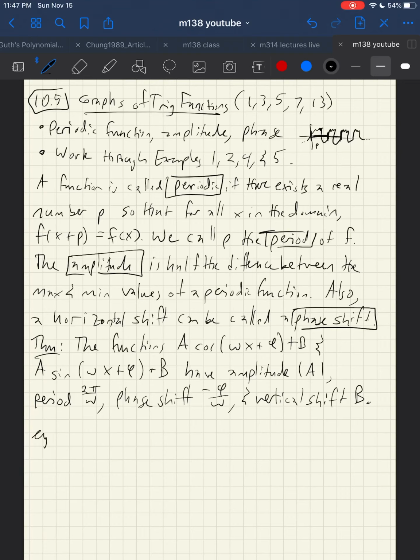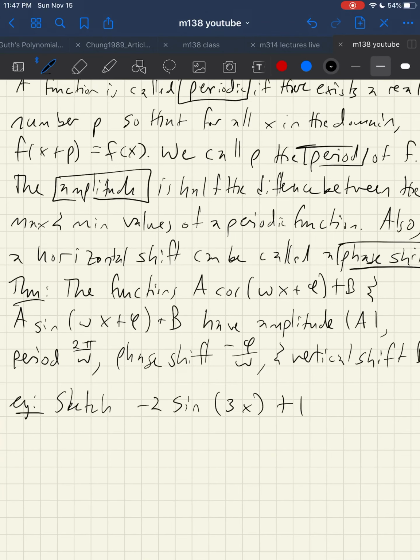So let's do a quick example. Let's sketch y equals -2 sine 3x plus 1. So I'm just going to sketch, I guess, 1, 2, 3, 4, I'll just sketch 4 things here. So solution. First, we'll just sketch y equals sine x. And that's just, it goes up, down, up, between plus and minus 1, and the period is 2 pi.